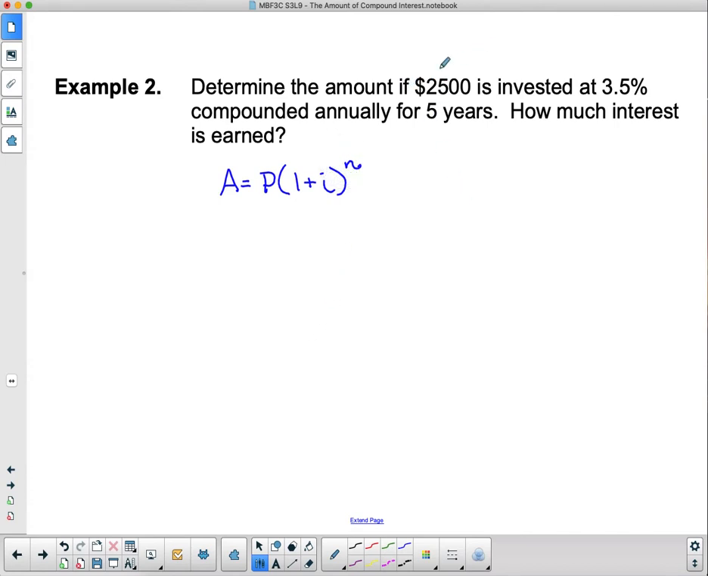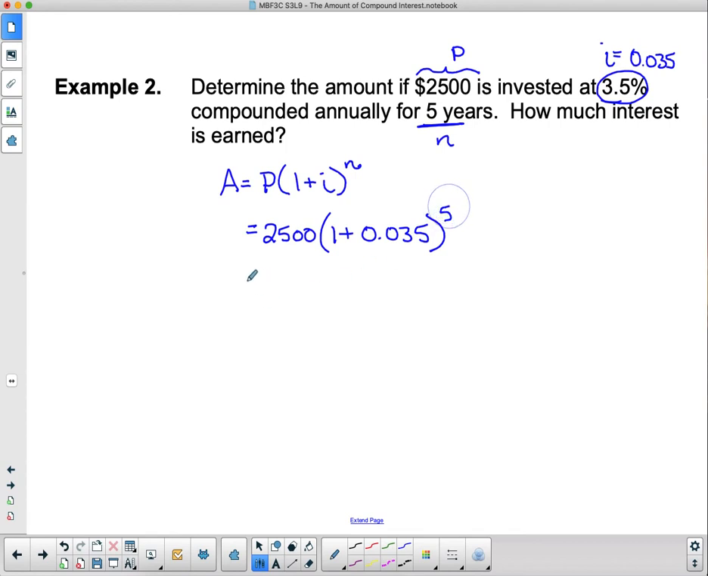And in this case, here's our P. This is our I, except that we don't use it as 3.5. We got to change it to 0.035. And this is our n. So here we're going to plug it in. 2,500 bracket 1 plus 0.035 to the exponent 5.